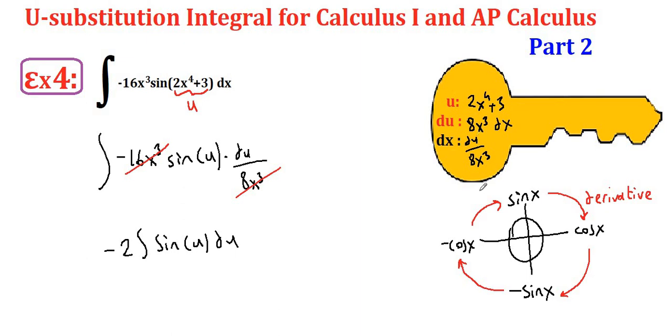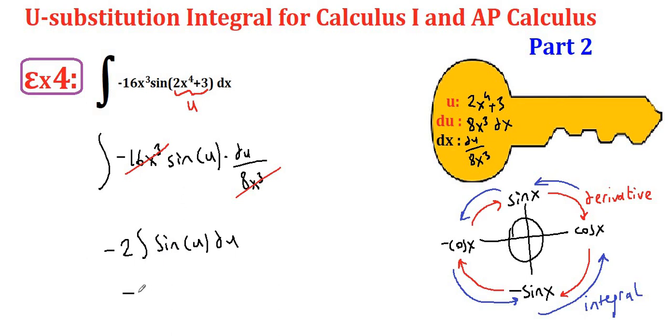If you go counterclockwise, you get the integral. So counterclockwise is antiderivative. So you get the integral. So integral of sine x is negative cosine x. Integral of negative cosine x is negative sine x.